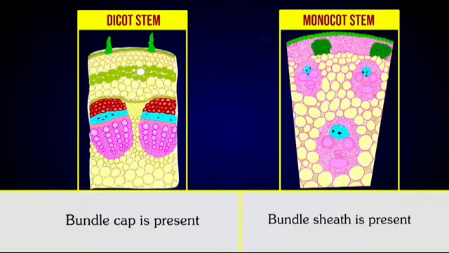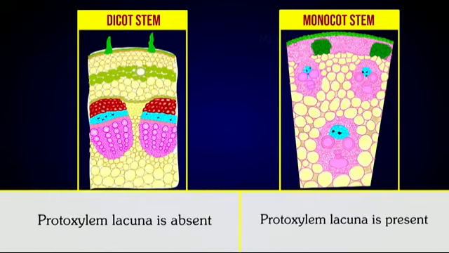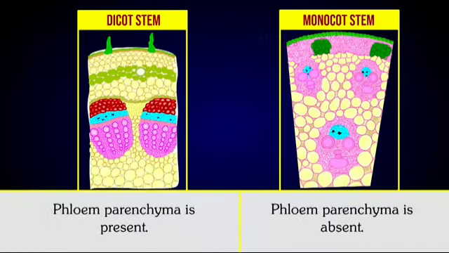Next, bundle cap is present. In monocotyledon, bundle sheath is present. Next, protoxylem lacuna is absent. Protoxylem lacuna is present. Next, phloem parenchyma is present. In monocotyledon, phloem parenchyma is absent.